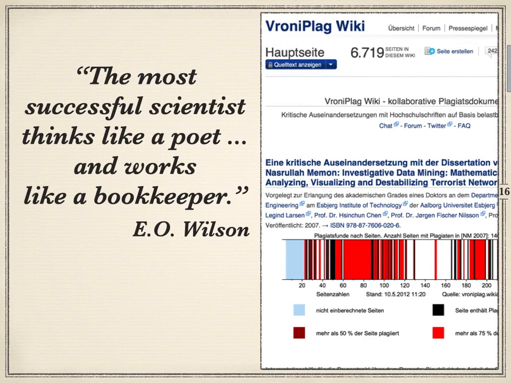And especially for scientists, notes are crucial because you have to always make sure that when you cite something, you actually provide the source. And if you don't do it, we have wikis like VroniPlag, which find out whether scientists have done some plagiarism. So it's a really important aspect to be really, like E.O. Wilson wrote here, think like a poet but work like a bookkeeper. Really work with these ideas, be really diligent here, jot them down, sort them, and deal with them.